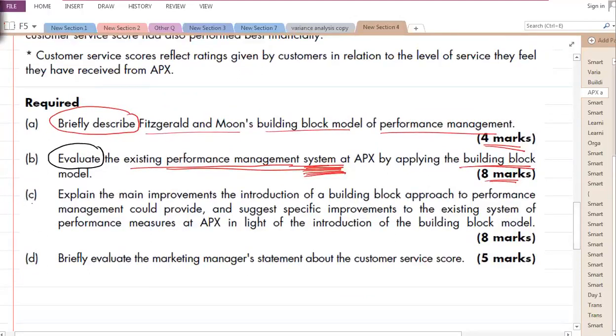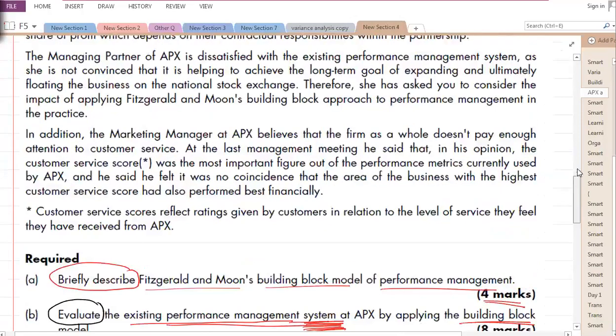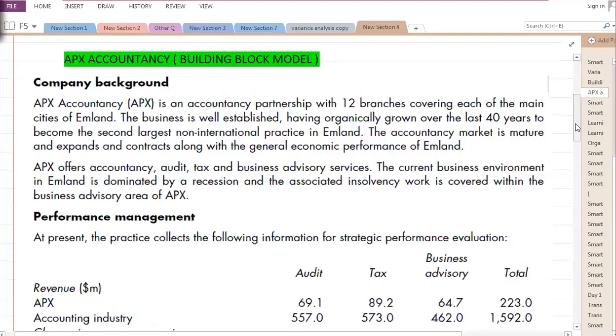Okay, let's forget about part C. Now we can read the question. So this is the company's background. This is also very important to understand when in the exam, if you're given something about the business, you need to watch it very carefully because you guys will be consultant for that business. So you need to understand the business very well.